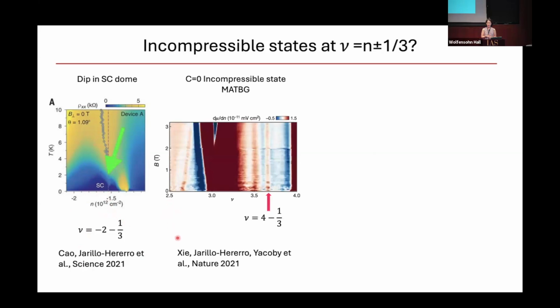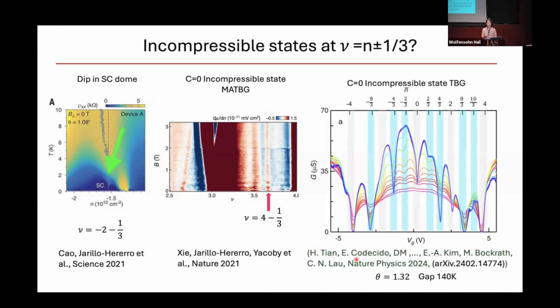The next supporting evidence came from this paper, where the fractional Chern insulator, the fractional anomalous Hall effect, was reported. But here is an incompressible state, where there is no slope as a function of magnetic field versus filling, which means this is an incompressible state with Chern number 0, and this is also occurring at a third filling. And this is our recent Nature Physics paper.